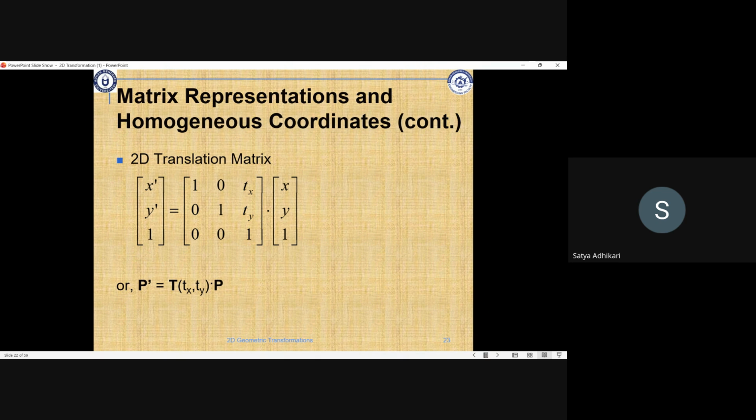Matrix representation and homogeneous coordinate. In the previous, we had a 2D matrix.